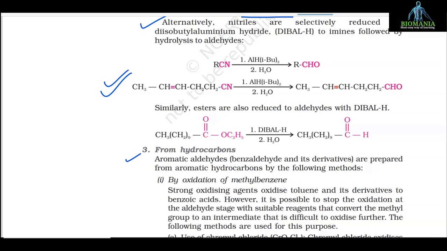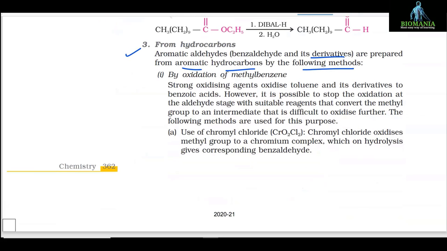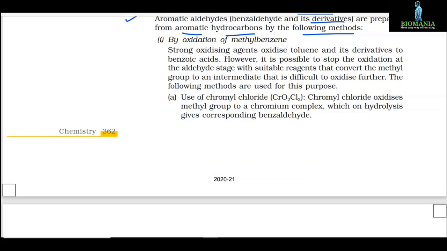Number 3. From hydrocarbons. Aromatic aldehydes, that is benzaldehyde and its derivatives, are prepared from aromatic hydrocarbons by the following methods. Point 1. By oxidation of methylbenzene. A strong oxidizing agent oxidizes toluene and its derivatives to benzoic acid. However, it is possible to stop the oxidation at the aldehyde stage with suitable reagents that convert the methyl group to an intermediate that is difficult to oxidize further. The following methods are used for this purpose.